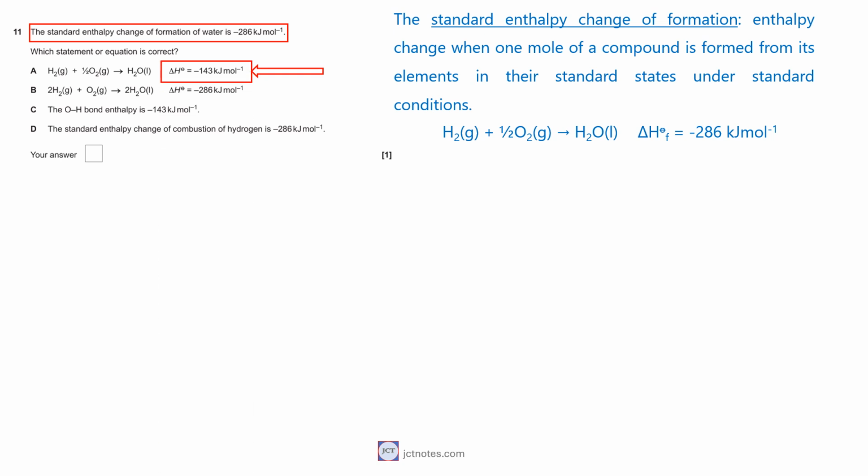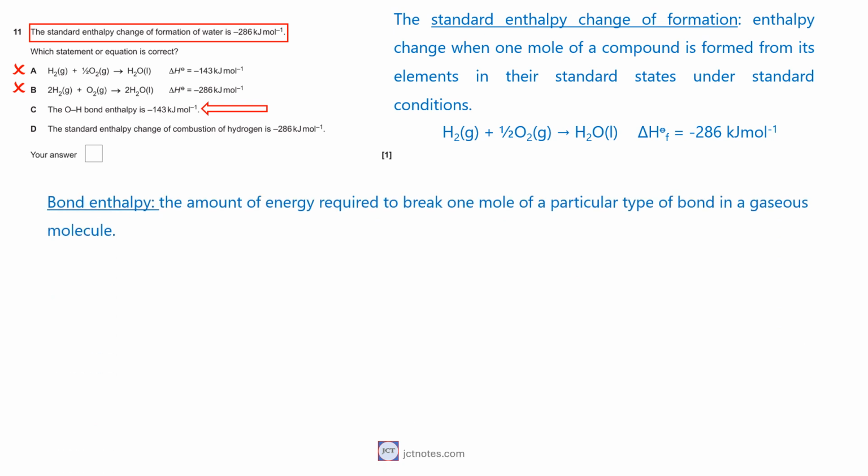Option A gives the equation of the enthalpy change of formation of water. However, the value of the enthalpy is incorrect. A is not a valid option. Option B refers to 2 moles of water and the value of the enthalpy should be double the value stated. This option is also incorrect. Option C refers to bond enthalpy. Bond enthalpy is the amount of energy required to break 1 mole of a particular type of bond in a gaseous molecule. Bond enthalpies are always positive because breaking a bond requires energy. As the value given is negative, we can discard option C.